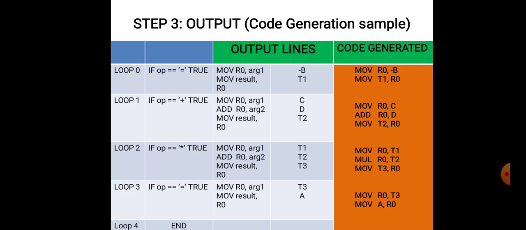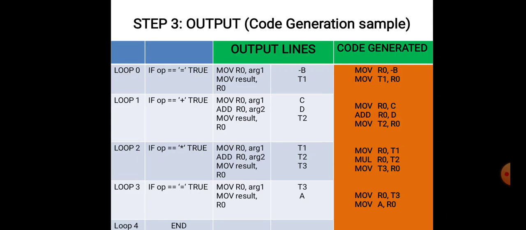In the second line, d value is added with the value present in or not. Then the final value will be in or not after addition, and this value of or not is moved to result variable, that is t2. Now t2 is holding the result of addition.